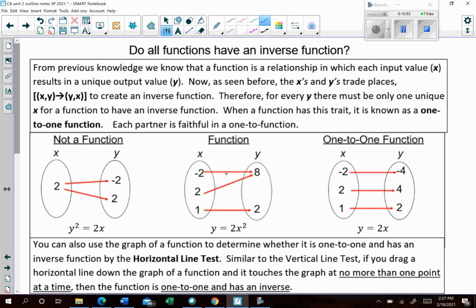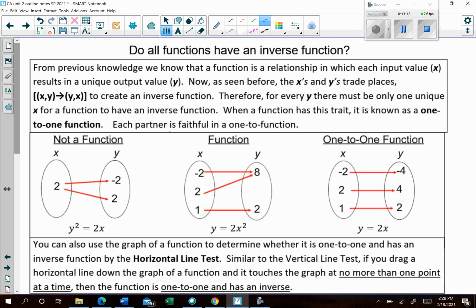Now, a one-to-one function is just what it sounds like. Each X value only has one Y value, and so on. So that's kind of where I put it: each partner is going to be faithful in a one-to-one function. Okay. So back to inverse function. The only way you can have an inverse function is if it is one-to-one.